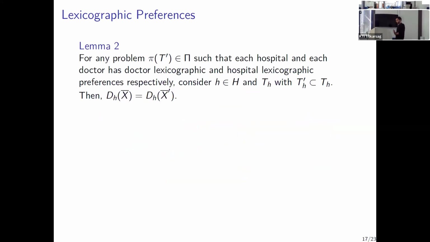Okay, so my lemma 2 is here and simply states that if each hospital has doctor lexicographic preference and each doctor has hospital lexicographic preference, then when we add terms for a given hospital, the same set of doctors is hired by it. And the intuition is that as the first criterion to choose their contract is doctors, when we add some terms, it will not change this rank, right?